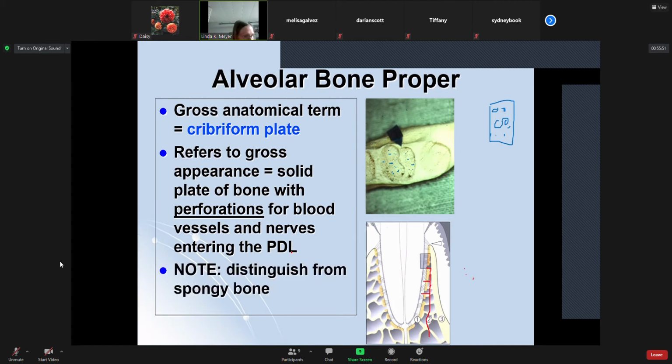And the next picture that's up under cribriform plate shows you that with the naked eye, you can really discriminate compact bone with perforations from spongy bone with marrow spaces.